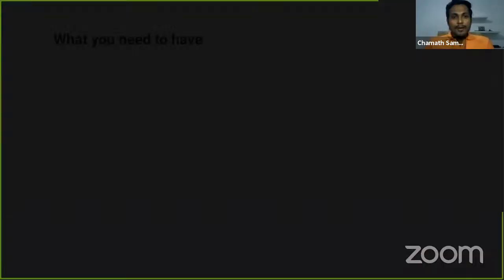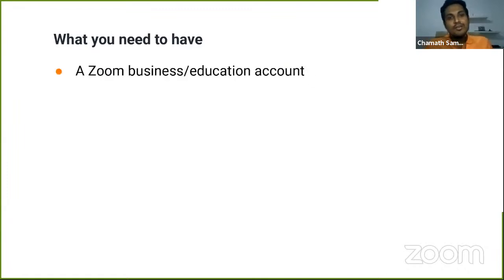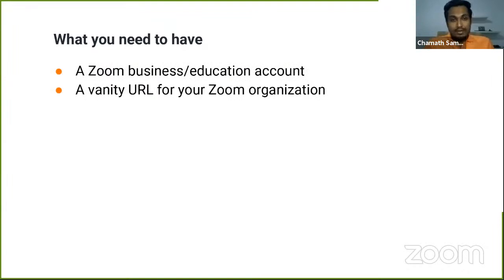Moving on, we need to have a couple of things at hand before starting the configuration. The first thing you would need is a business or an education account for Zoom. The next thing is something called a vanity URL. This vanity URL would not be provided by default when you get a business or an education Zoom account. You will have to request it from Zoom, and Zoom support would provide it with a couple of days' notice.